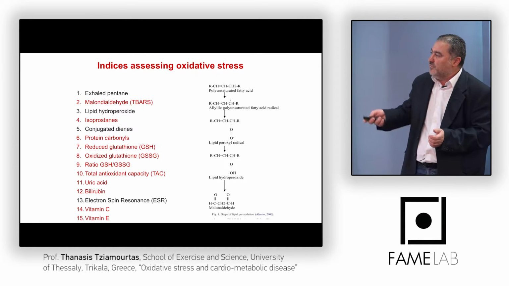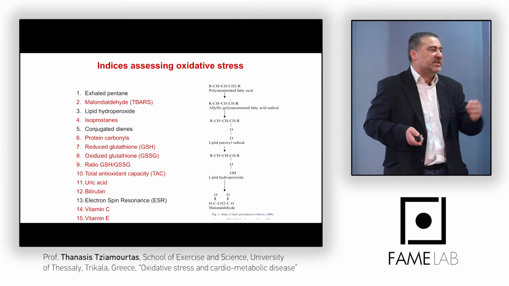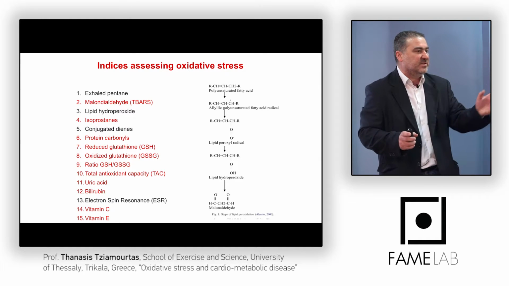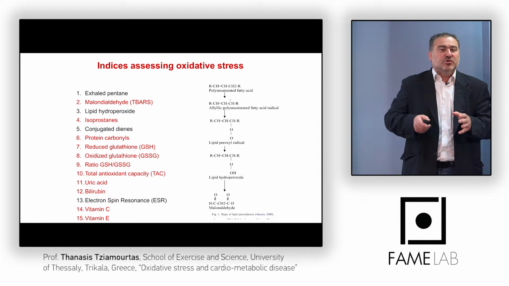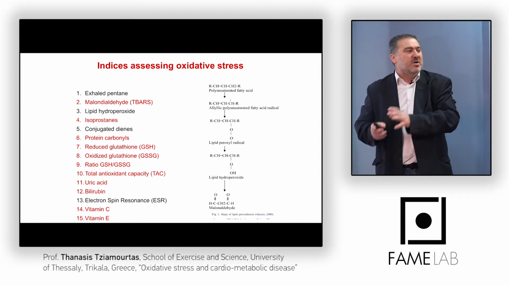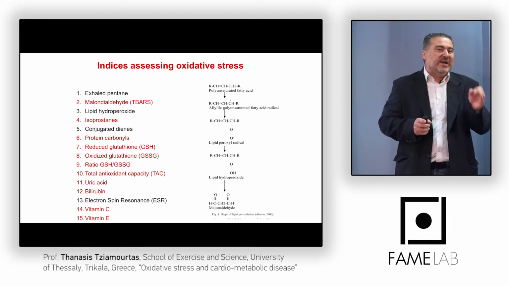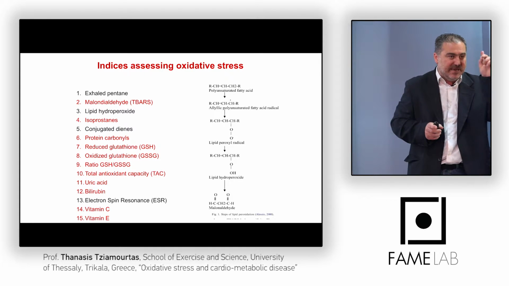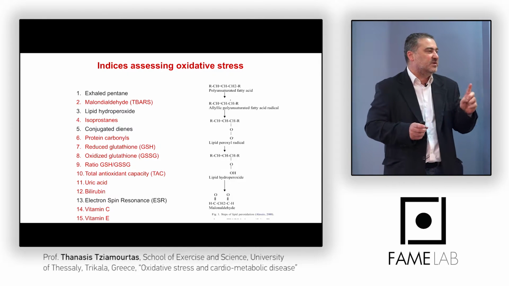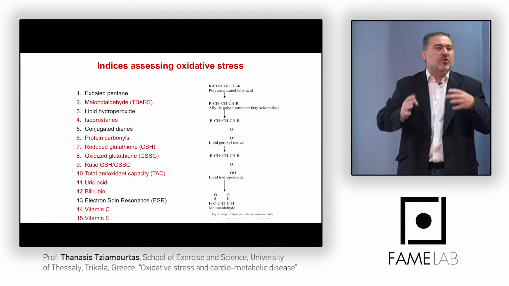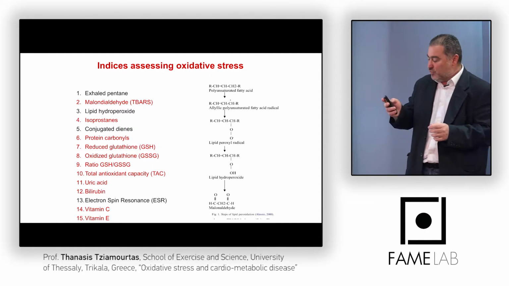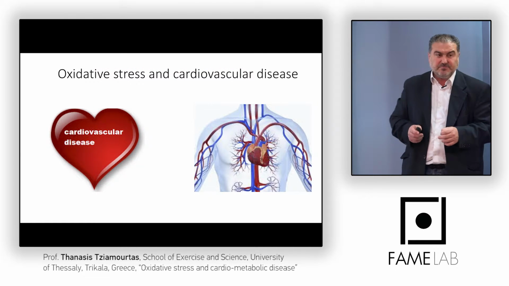There are 15 of those indirect indices that we can use to measure oxidative stress, and the ones in red here are the ones that we usually measure in our lab, because I believe that you cannot use just one index to measure oxidative stress. You need to have a cohort of indices in order to get a better picture of what's going on with this system.